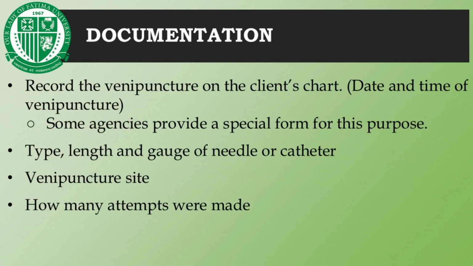For the documentation, the nurse should record the venipuncture on the client's chart, including the date and time of venipuncture. Some agencies provide a special form for this purpose. The nurse should also document the type, length, and gauge of the needle or catheter. It is also important to document the location and condition of the venipuncture site and how many attempts were made.